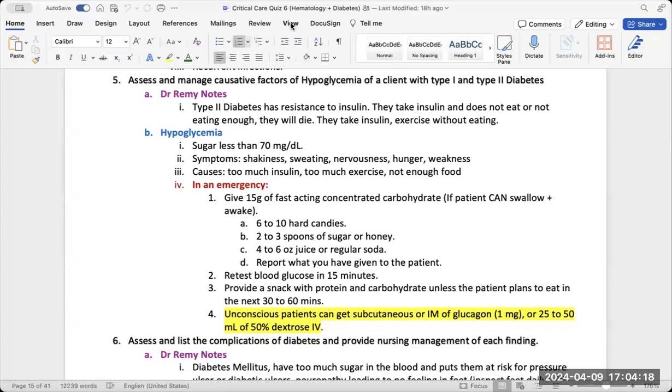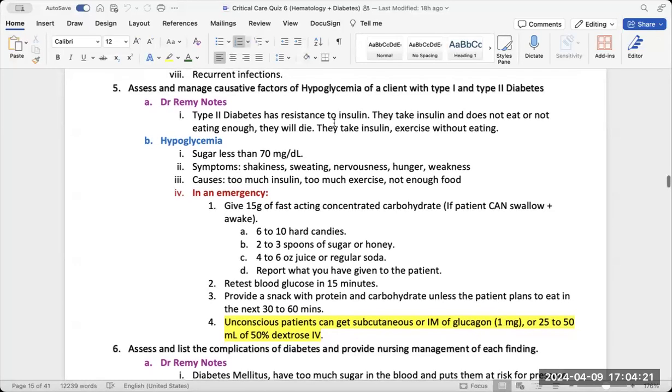The last thing I wanted to add is that specifically Dr. Amy mentioned, for the question that said assess and manage causative factors of hypoglycemia of a client with type 1 and type 2, that type 2 has a resistance to insulin.